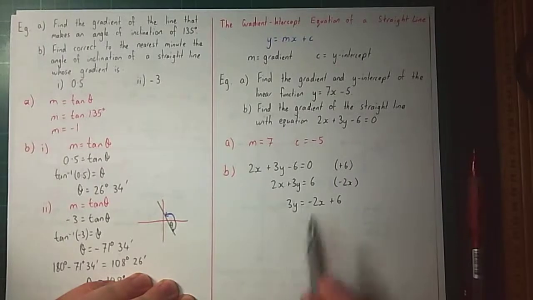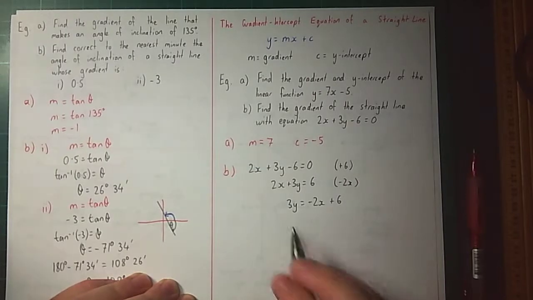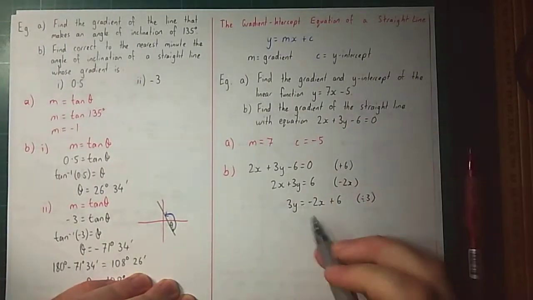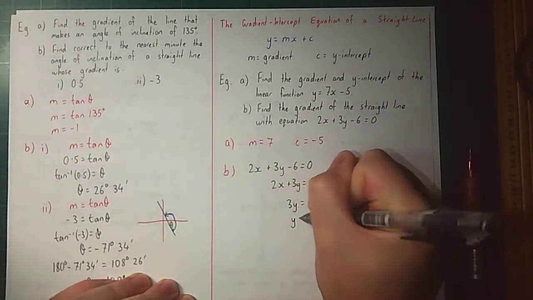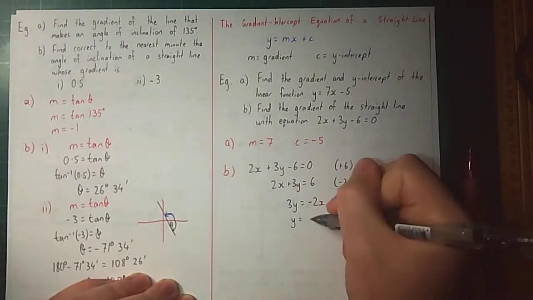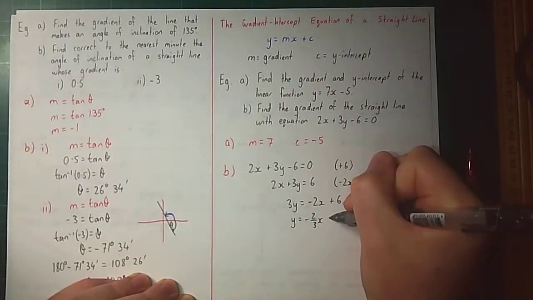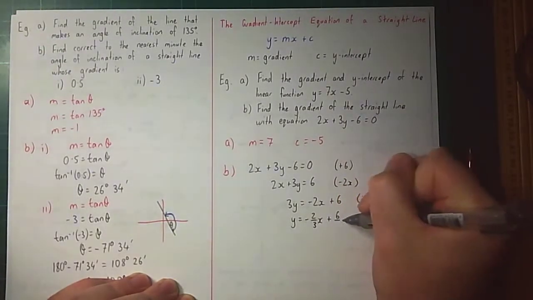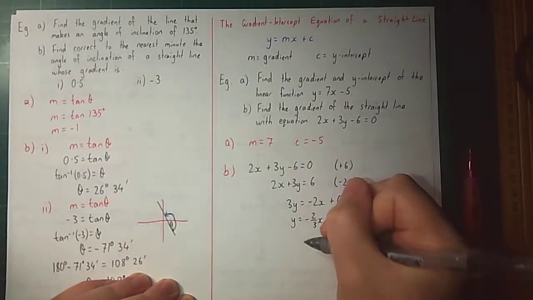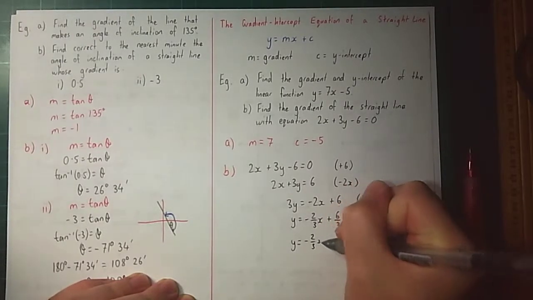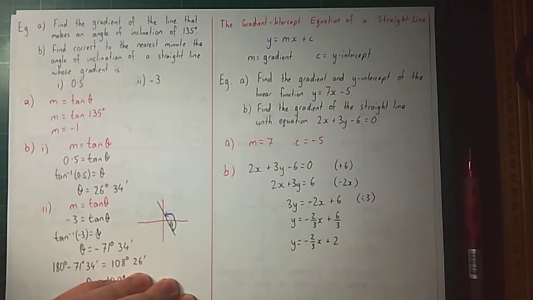Now, the last step is to get rid of this 3. A lot of people make a mistake and just divide the negative 2x by 3 in this situation. We need to divide by absolutely everything. So we divide by 3. We're dividing 3y by 3, which leaves just y, minus 2x by 3, which leaves minus 2 on 3 x. And then we've got a positive 6 on 3. Now I can simplify this. We're going to have y is equal to minus 2 on 3 x plus 2.